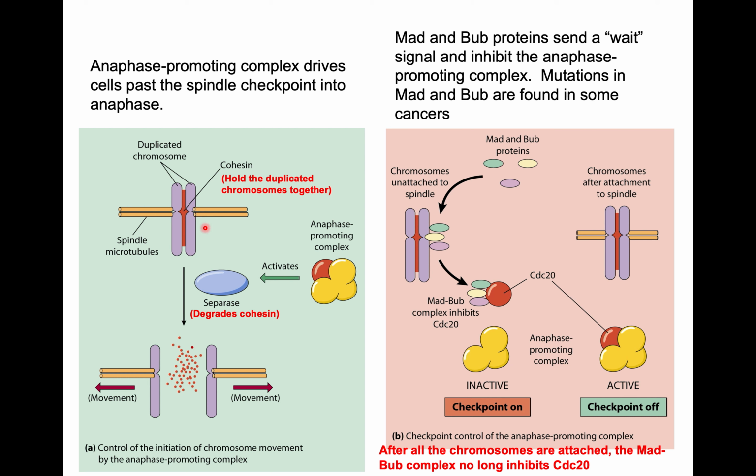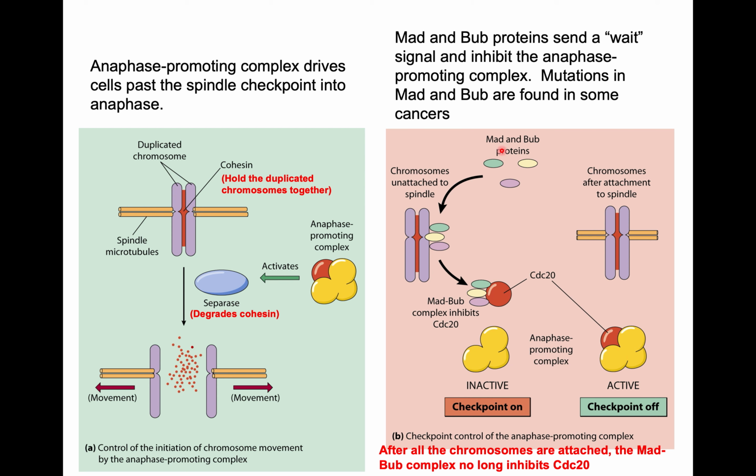And normally, once the spindle is attached correctly, an enzyme called separase gets activated by what's called the anaphase promoting complex. That makes sense because we're getting ready to go into anaphase and separate the sister chromatids. So we activate separase, it chews up the cohesin protein, and now the sister chromatids pull apart and we go into anaphase, right?